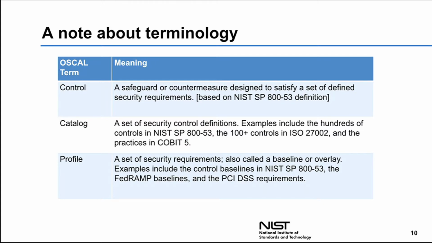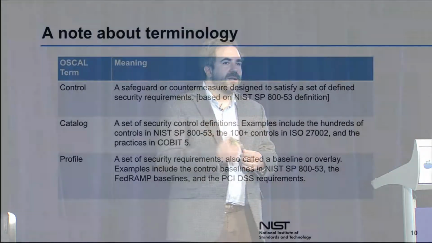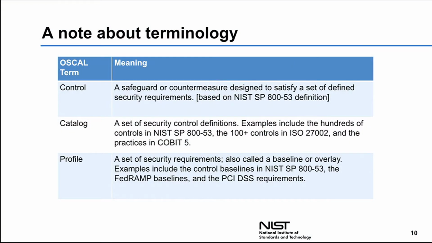The first is control. The definition that I provide here is out of NIST SP 853, but it really applies to controls from multiple control catalogs. It's a safeguard or countermeasure designed to satisfy a set of defined security requirements. So in OSCAL, we're dealing largely with controls and control-related information. Catalog. So a catalog is really a set of those control definitions.